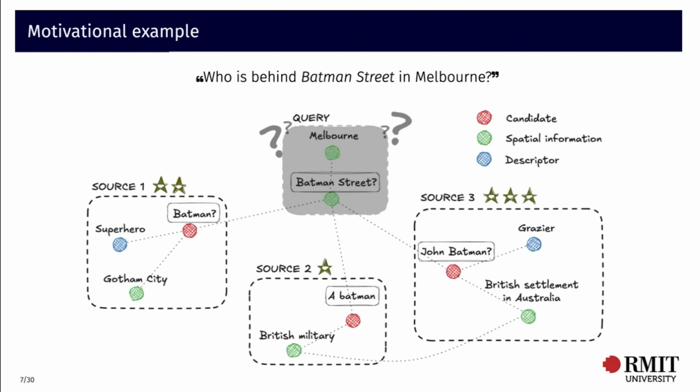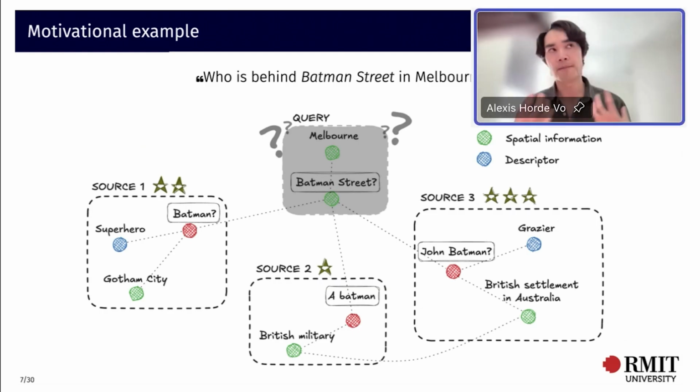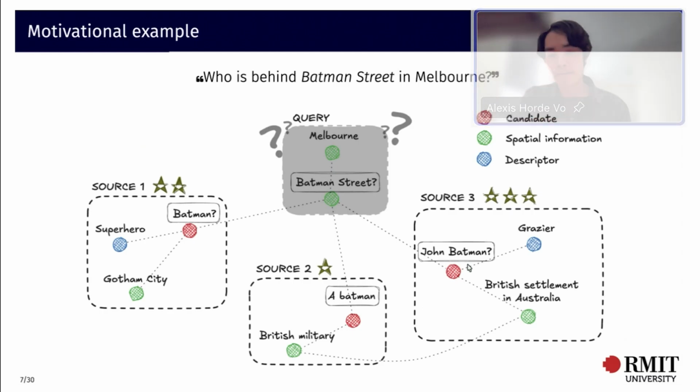Who is behind Batman Street in Melbourne? To do so, I mainly wanted to work on knowledge graphs because they are the most unambiguous form of knowledge bases. And the idea is to have chunks of information and to find the right candidate. Is it Batman, the superhero, that is linked to a spatial location? Or is it a Batman, which is a job? Or is it another person, which is John Batman?